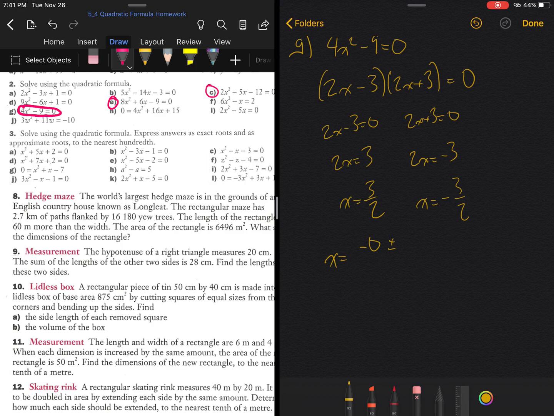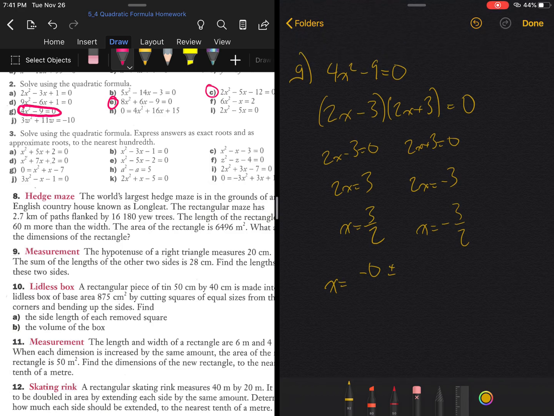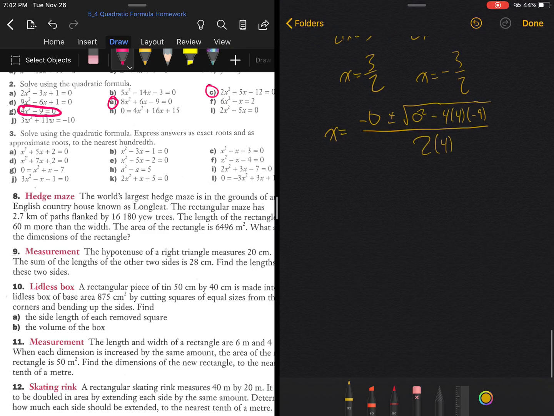Of course, if you use the quadratic formula, let's see how that works. Minus b, minus 0, plus or minus, right? Because there's no b value, it's 0x. Plus or minus the square root of b squared, 0 squared, minus 4 times a times c, minus 9, all over 2 times 4. Well, minus 0 is the same thing as nothing. So 2 times 4 is 8.